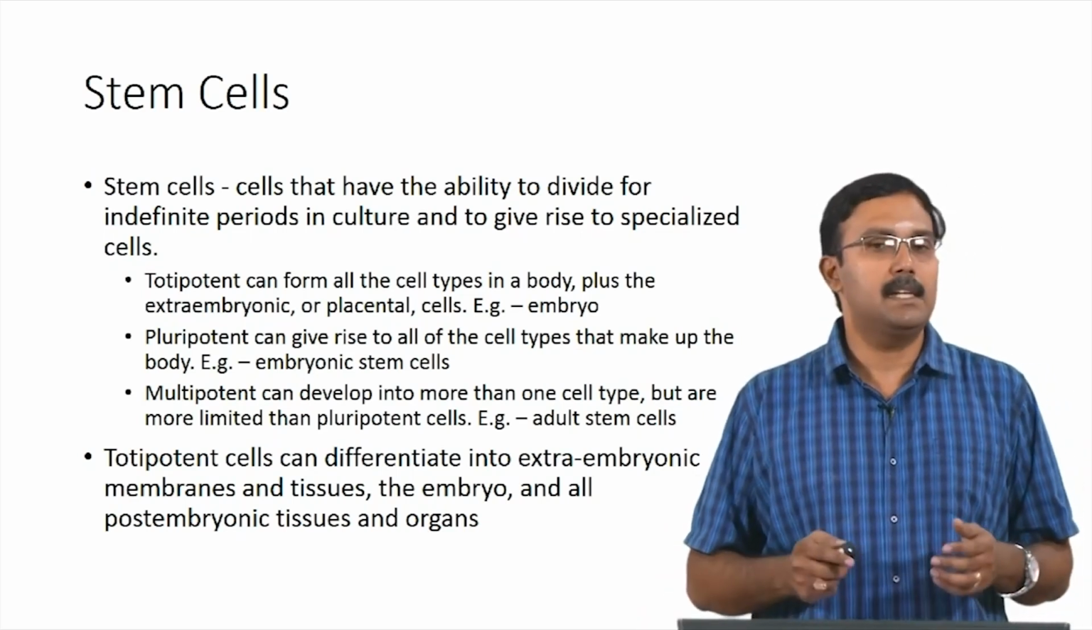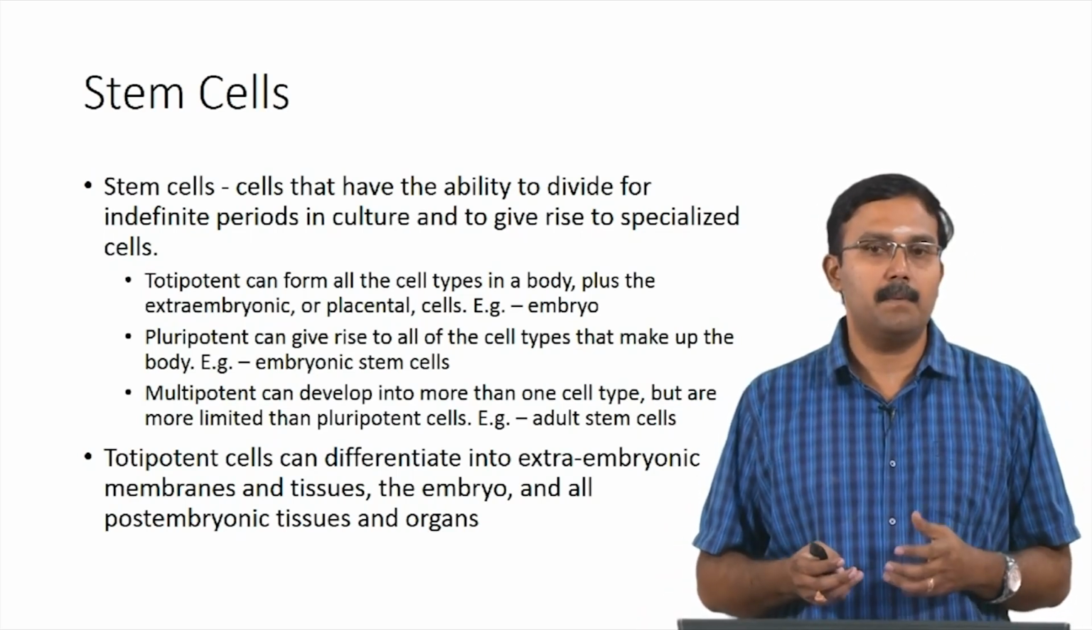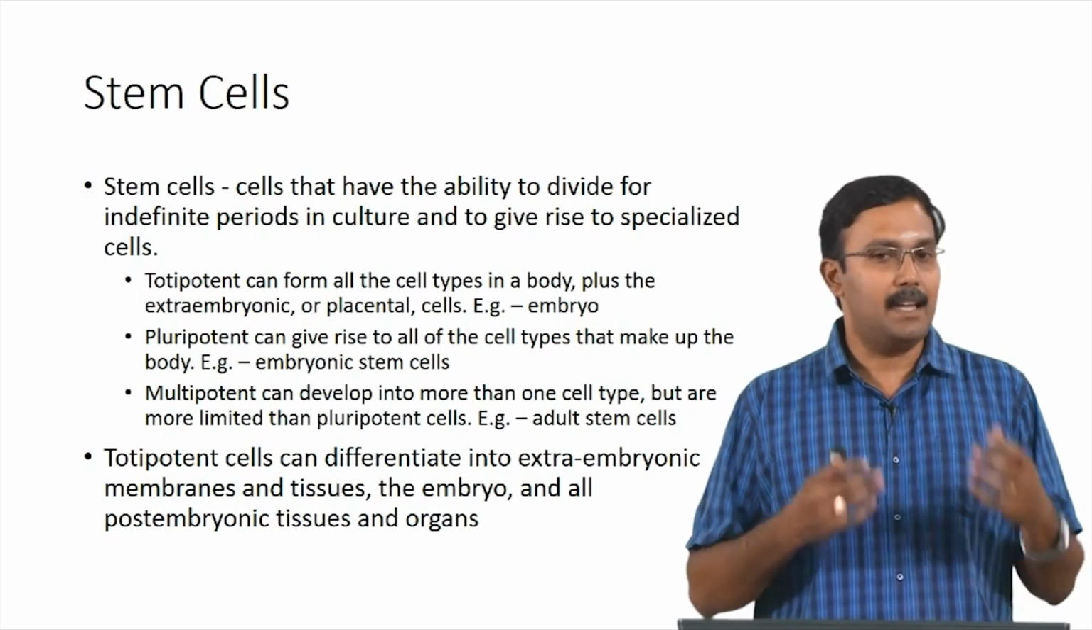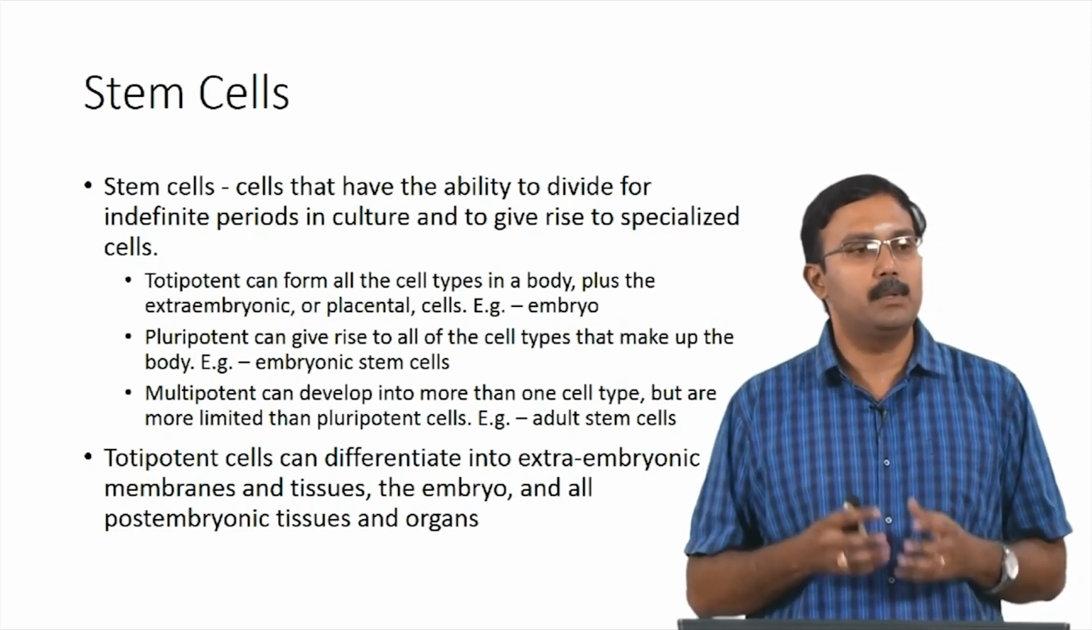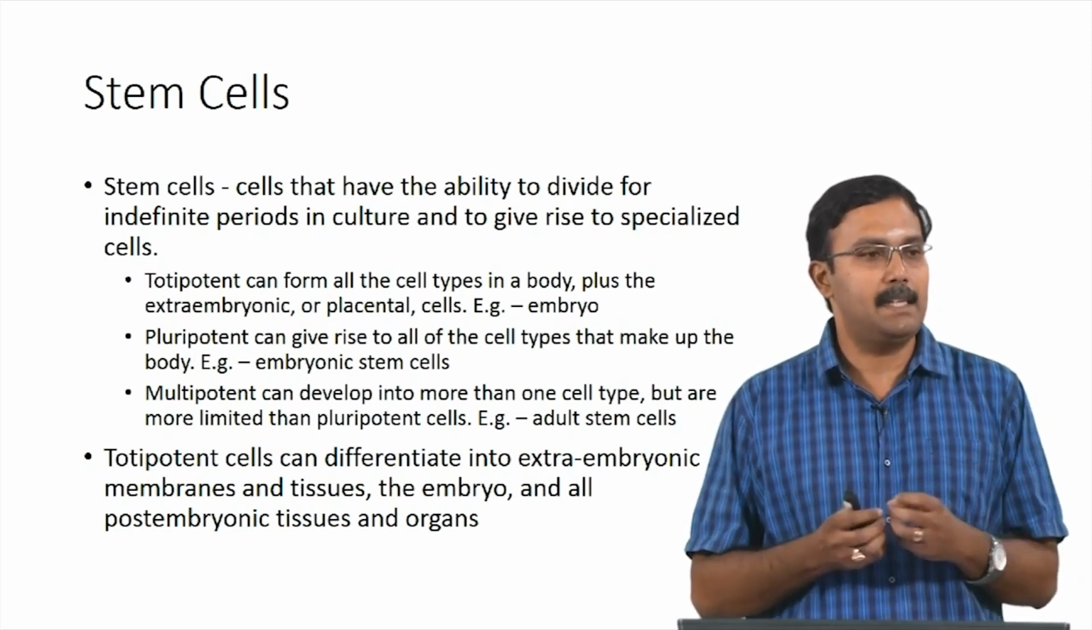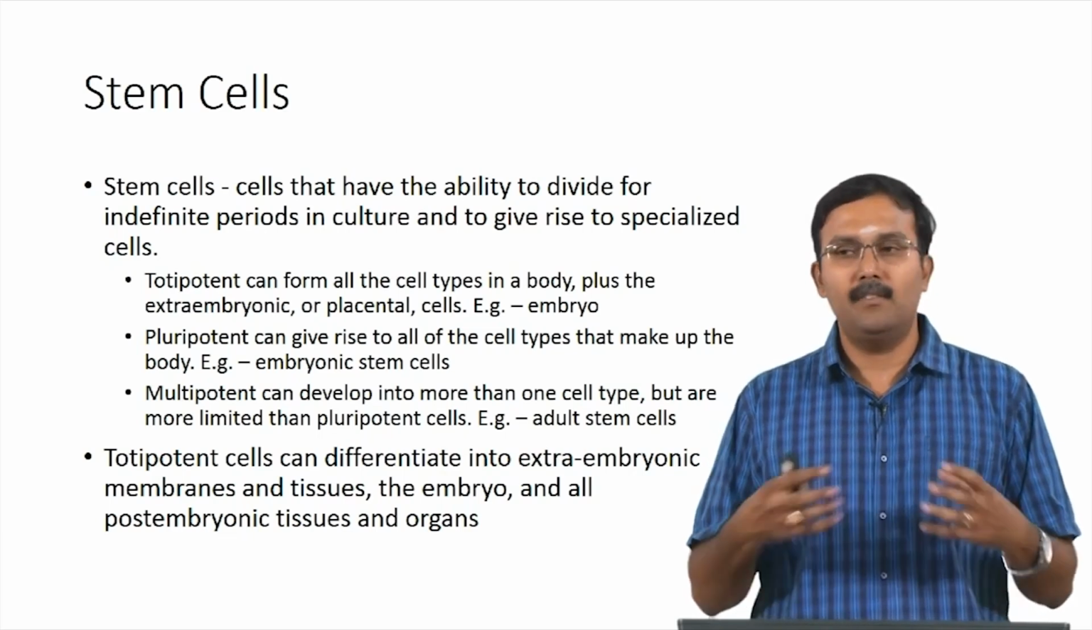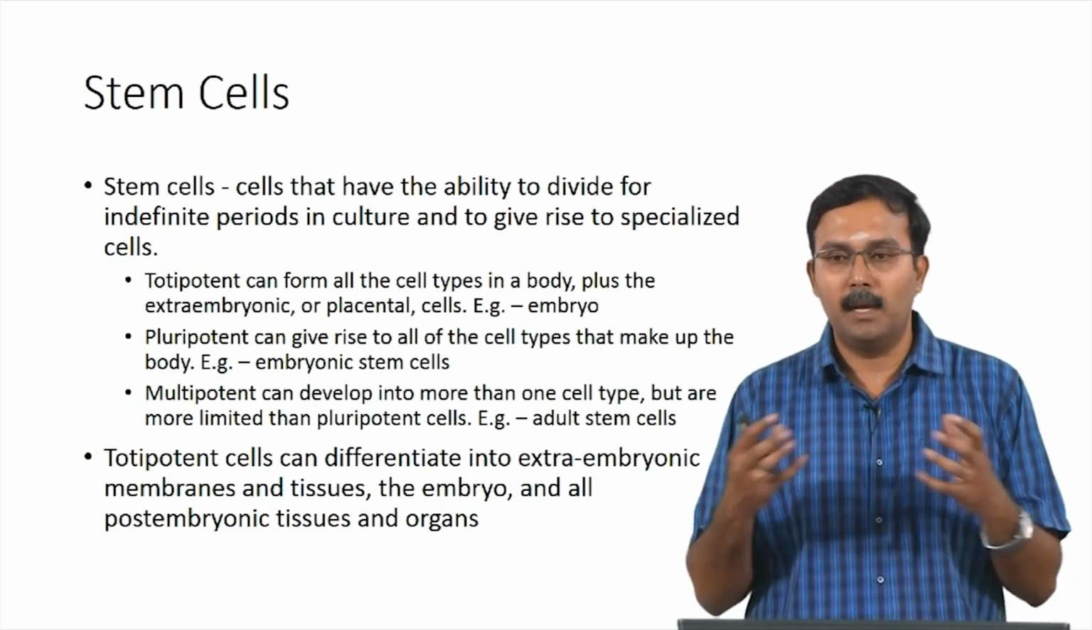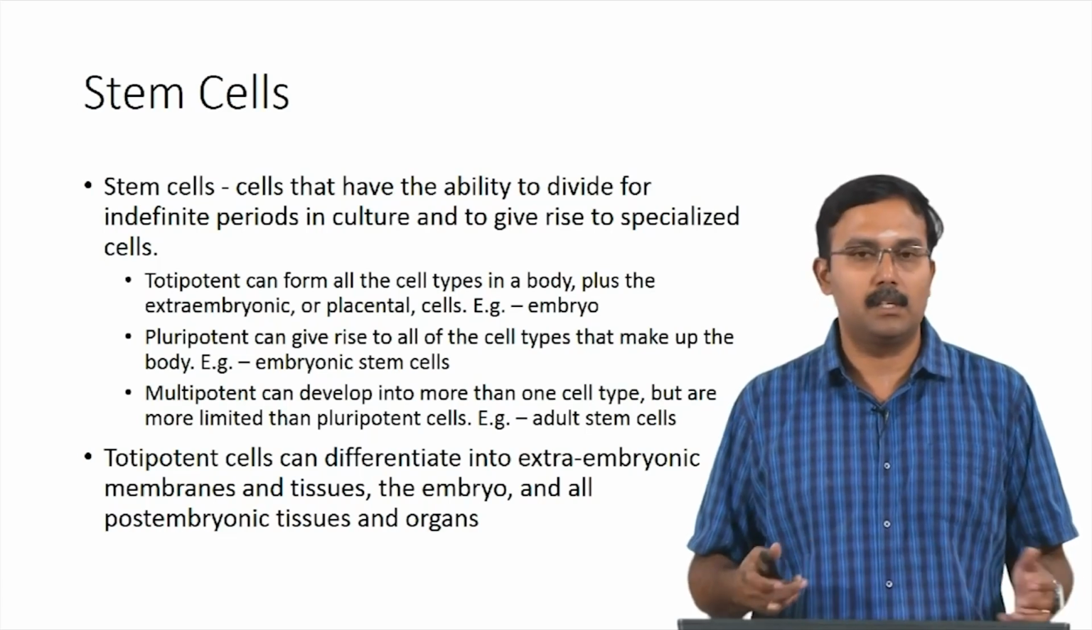So, totipotent cells can differentiate into extra embryonic membranes and tissues and the embryo and all the post embryonic tissue and organs, which means it basically has all the potential to develop into a whole organism. So, the embryo is basically a totipotent cell.